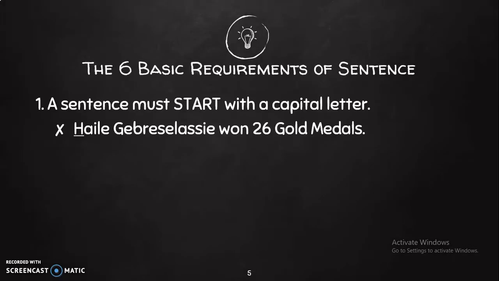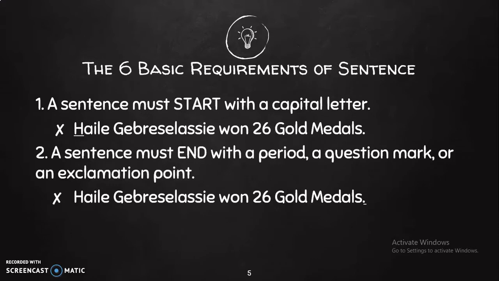First comes, a sentence must start with a capital letter. Every sentence. Look at the example. Second, a sentence must end with a period, a question mark, or an exclamation point. A sentence cannot end with a comma. We have to use these three based on the sentence type. As you can see here, we have a declarative sentence. That's why we put a full stop, or a period, here.